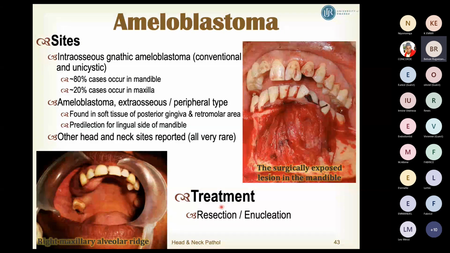So the treatment is the resection of the mandible which is affected, or the enucleation. Enucleation has a high risk of recurrence. Usually they remove the bone. They make sure the margins are negative. Maybe they don't remove the whole bone, but they make sure they remove the tumor with a part of the non-affected bone, so that they are sure the tumor was completely removed.